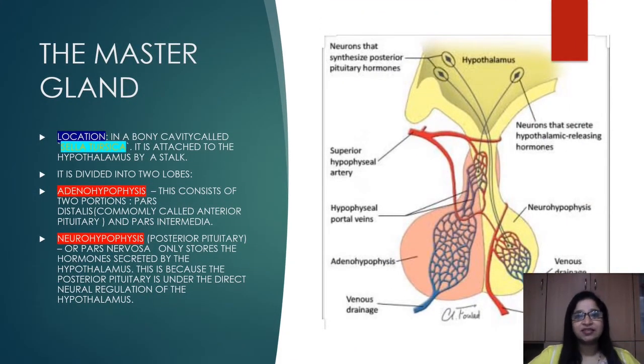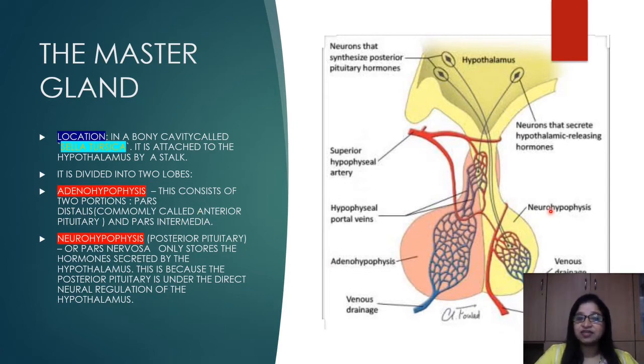The pituitary gland is also called the master gland because it controls most of all the endocrine glands in our body. The other name for the pituitary gland is hypophysis. Where is it located? The pituitary gland is located in a bony cavity called the sella turcica, which is attached to the hypothalamus by a stalk. If you can see, this is the hypothalamus, there is a stalk, and this is the pituitary gland. And this pituitary gland is nestled in a space, a cavity called the sella turcica.